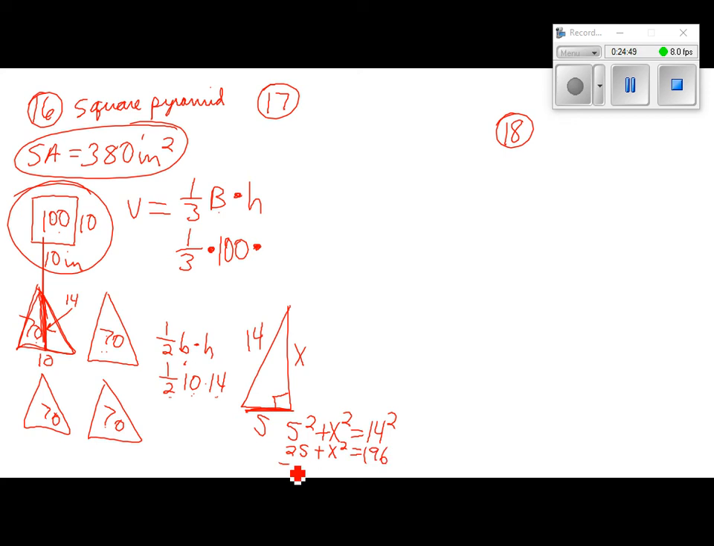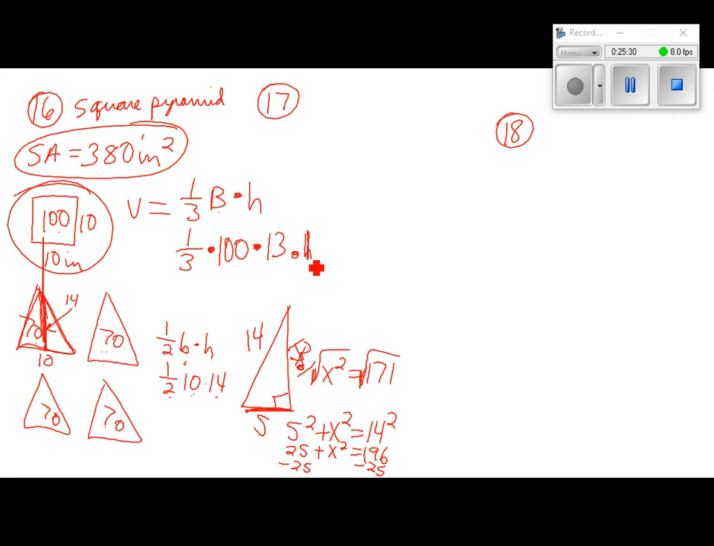Then you subtract 25 on both sides, and you end up with x squared equals 171. I'm running out of room down there, so I'm going to do this. X squared equals 171. Then you've got to take the square root. So the square root of 171 is about 13.1. So this side right here is 13.1. That's the height of the whole pyramid.